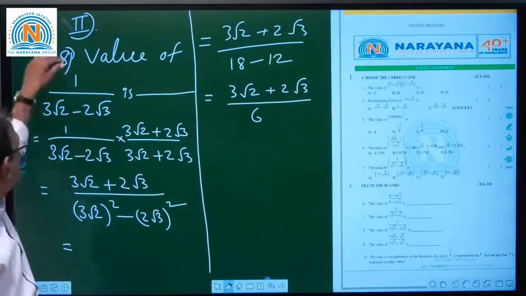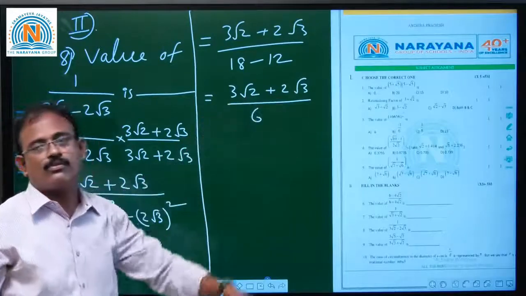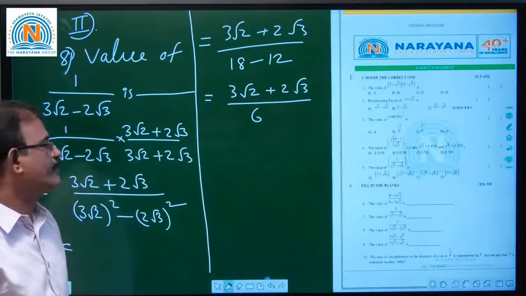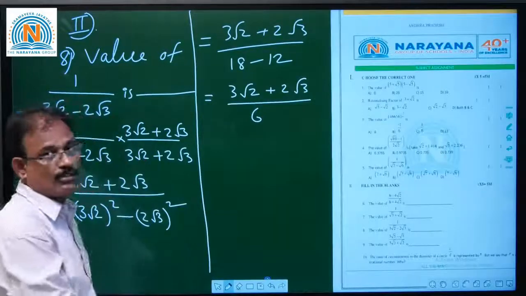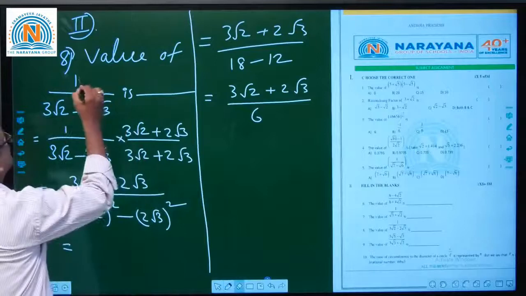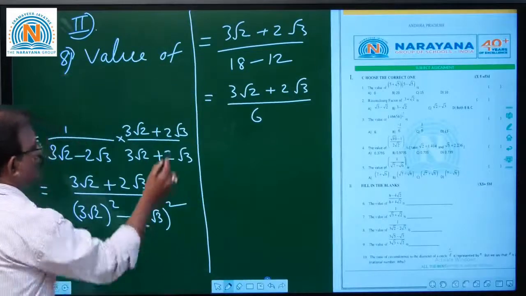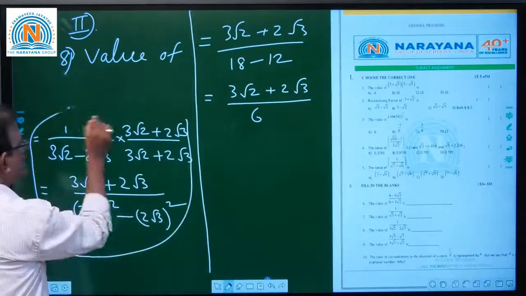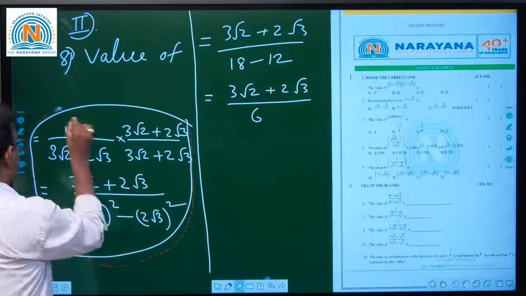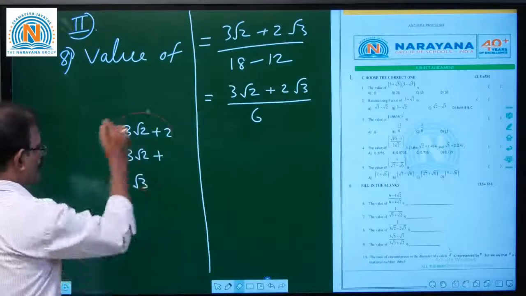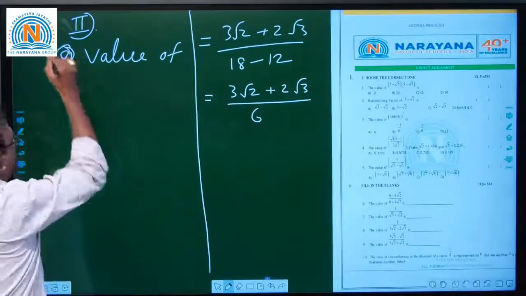So what is the value of 1 by 3 root 2 minus 2 root 3, children? This is 3 root 2 plus 2 root 3 divided by 6, children. This is the answer for question number 8, children. Now come back to question number 9.